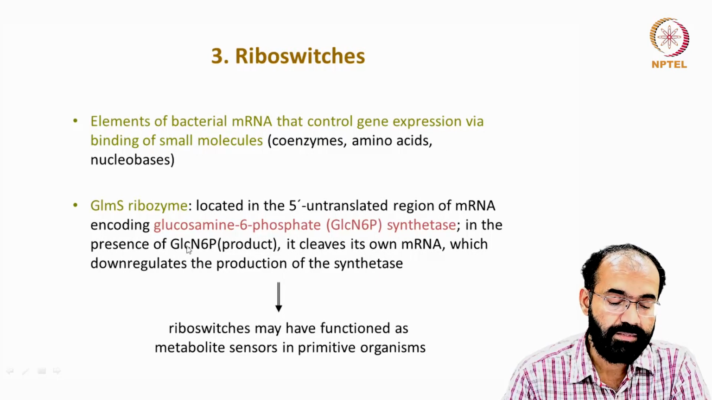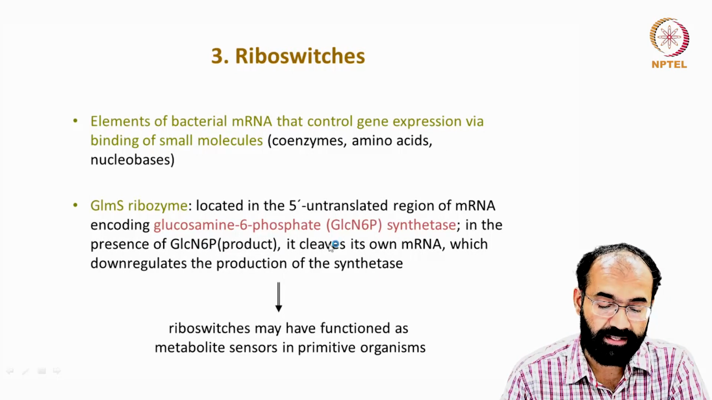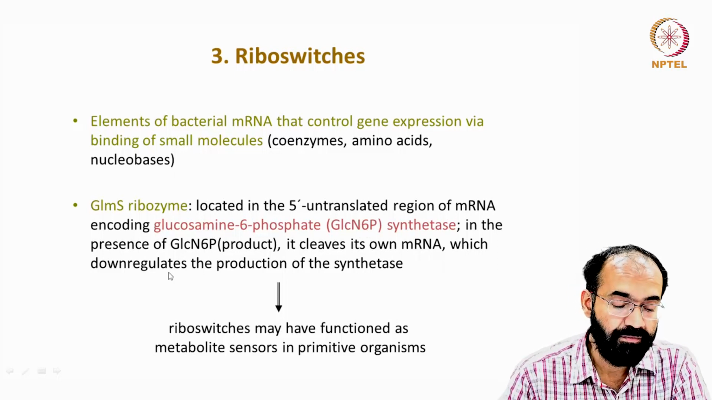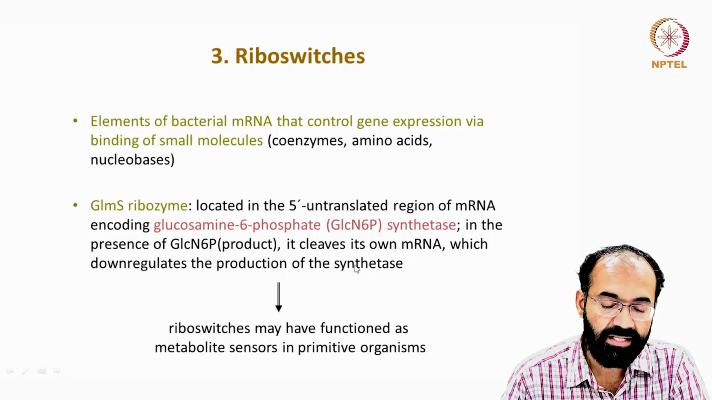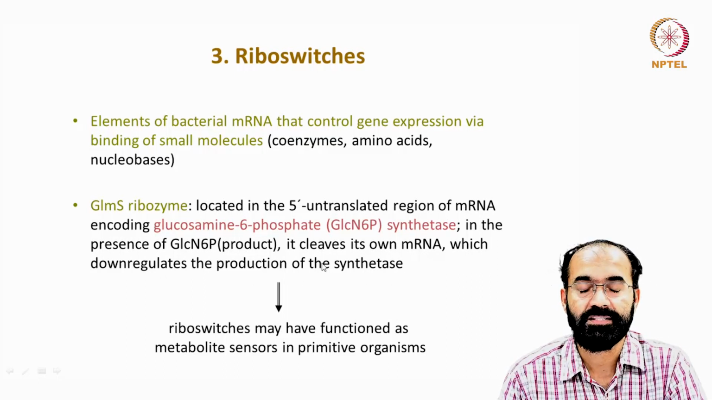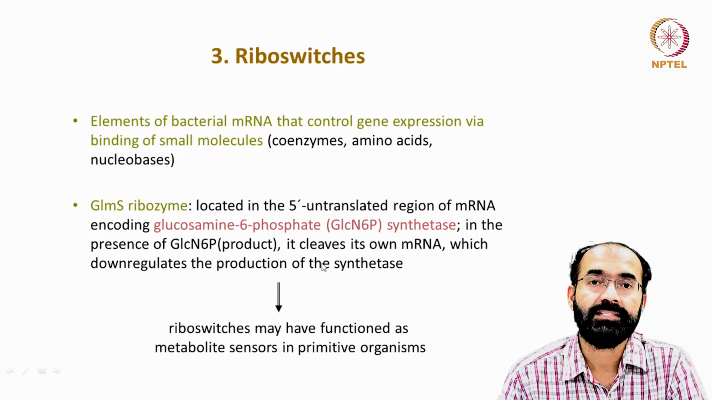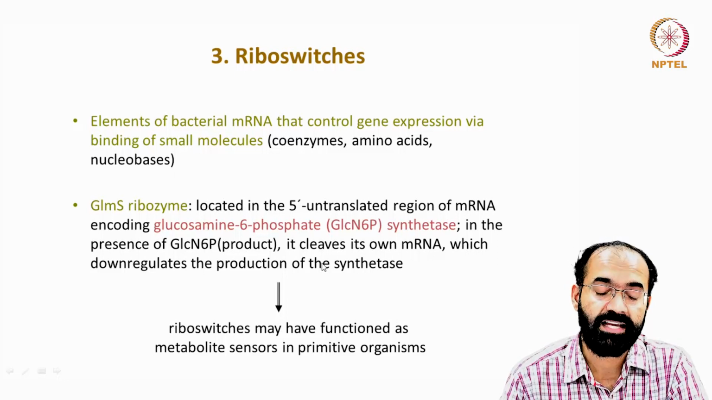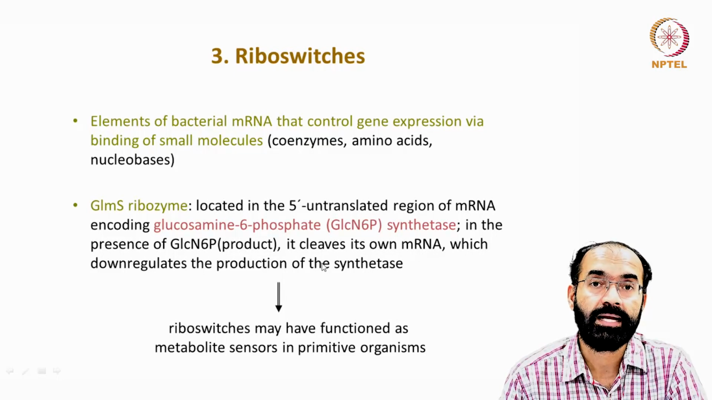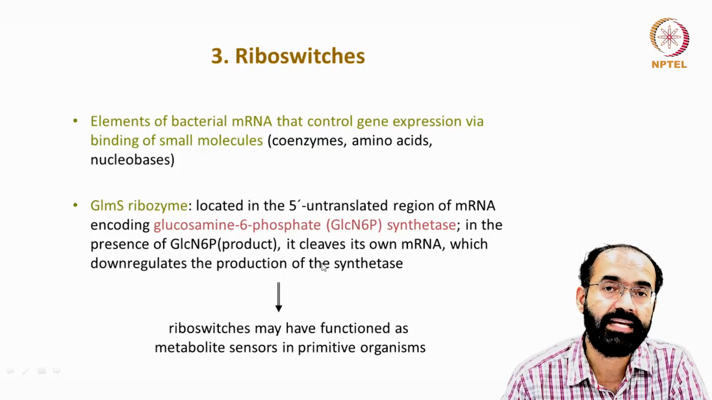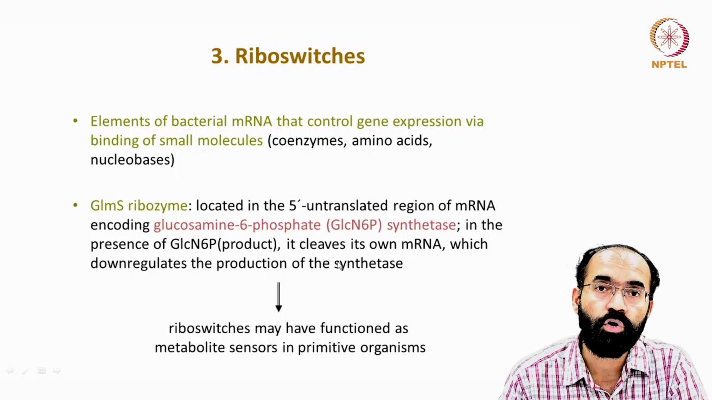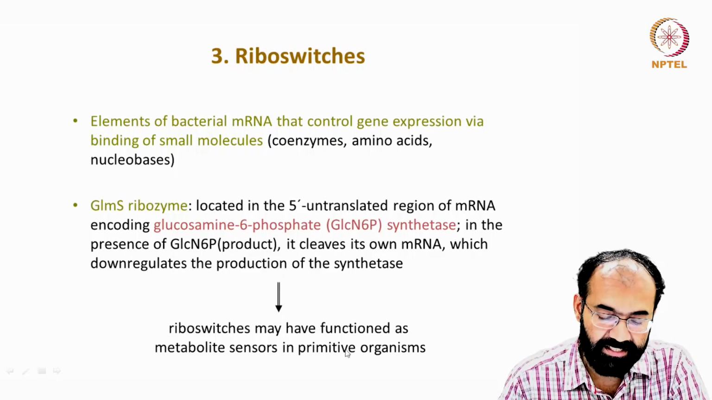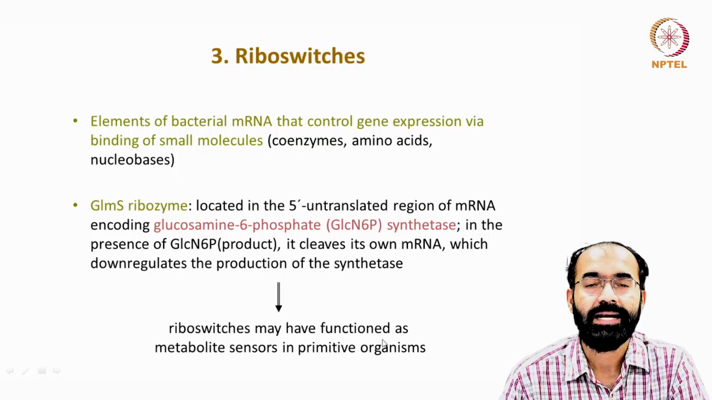In the presence of GLCN6P product, that is the product of this mRNA, it cleaves its own mRNA, which downregulates the production of the synthetase. That means if the product is present, then it will recognize this 5' untranslated region ribozyme sequence. When the product is there, that ribozyme will recognize the product, and once it is recognized, it will cause the degradation of the mRNA so that no more new product is formed. So riboswitches may have functioned as the metabolite sensors in primitive organisms. That means demand and supply.